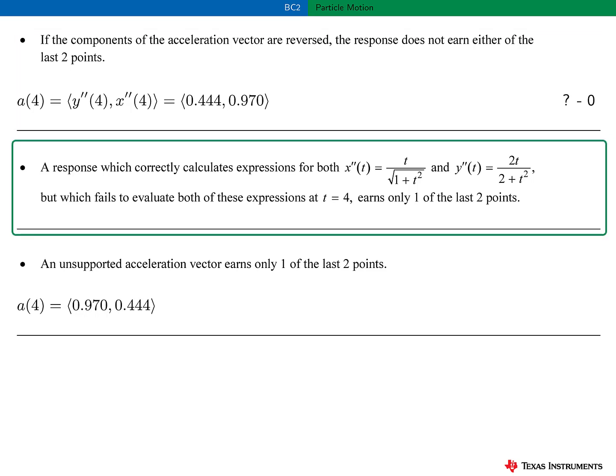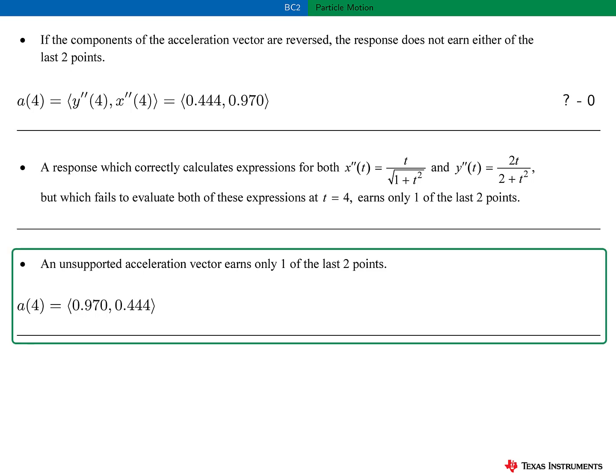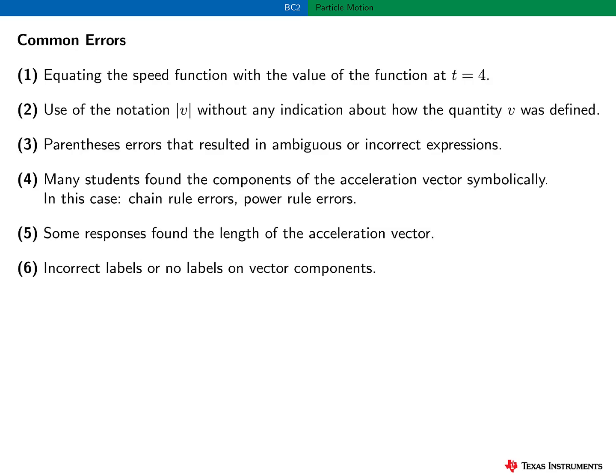This is a little unfortunate, but the response is incorrect, and it has miscommunicated a basic concept. Some students actually found x double prime of t and y double prime of t symbolically, either by hand or using a CAS calculator, and they reported these functions. If the response did not evaluate these expressions at t equals 4, then it still earns one of the last 2 points. And finally, a succinct response like this earns one of the last 2 points. Now agreed, there isn't enough evidence of a mathematical setup, but we're pretty sure we know where these values came from. Here are some of the common errors that we observed in Part B.